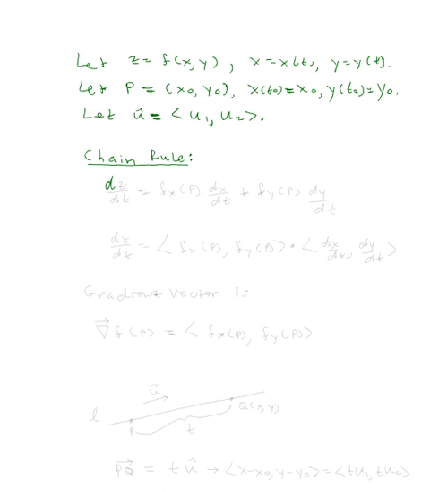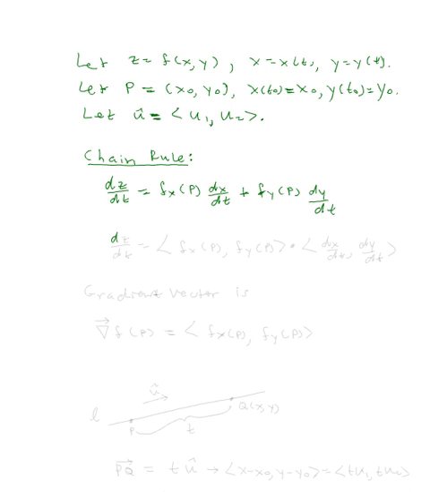And the chain rule gives the derivative as dz dt equals the partial of f with respect to x at P times dx dt, and that's at t naught, plus the partial of f with respect to y at P times dy dt at t sub 0.